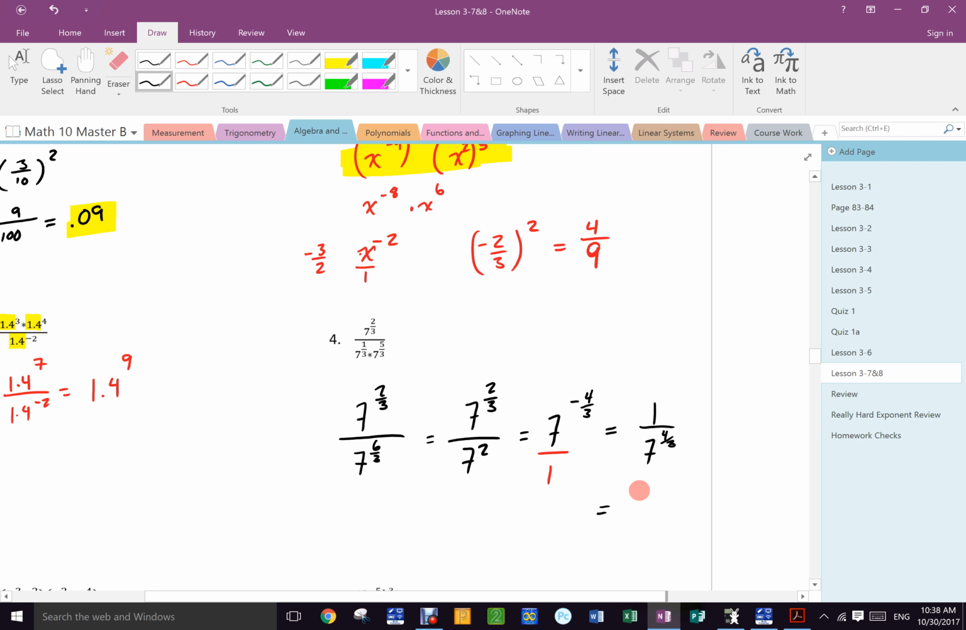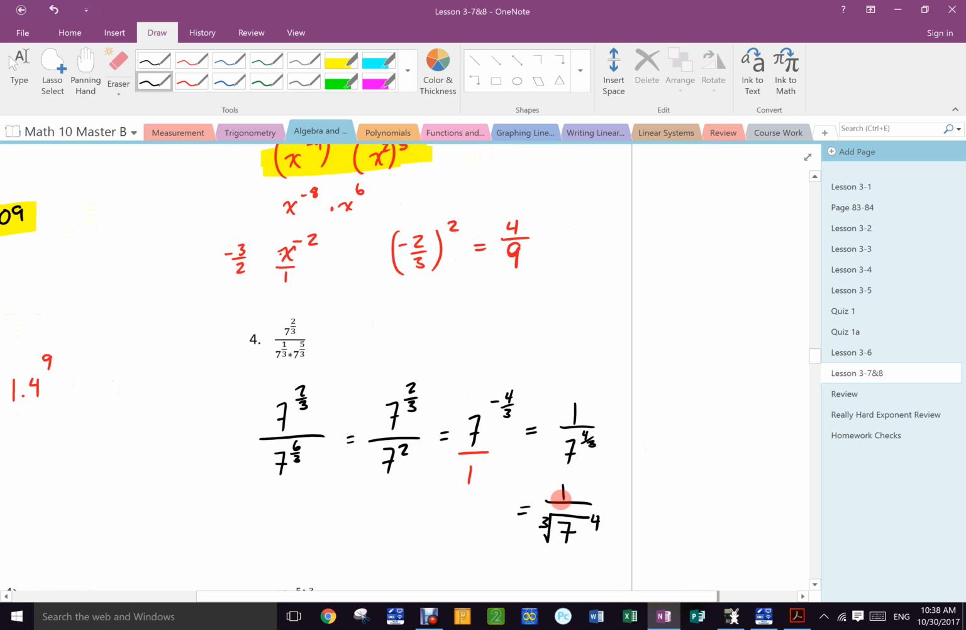What can I do with that exponent? We just did it. What does the denominator become? Index. What does the base become? The radicand. What does the numerator become? The power. Are these the exact same thing?